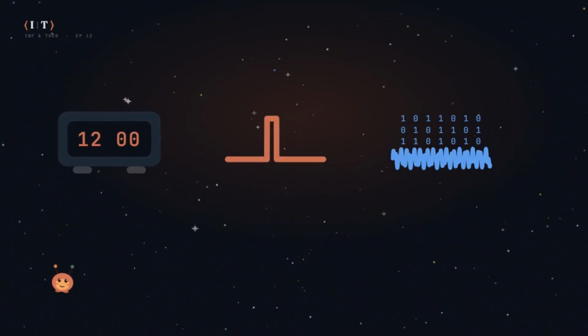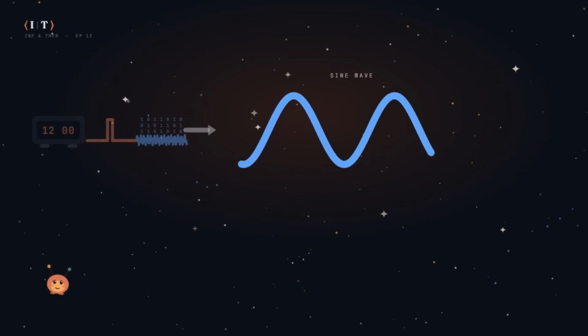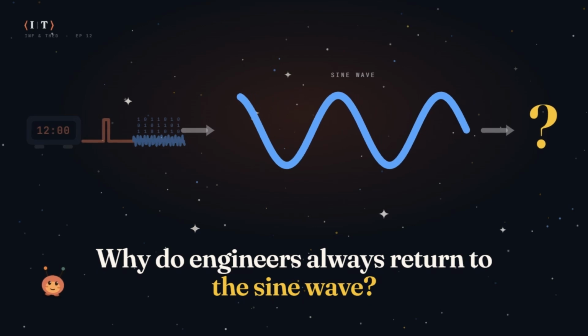An engineer who wants to analyze one of those signals draws a sine wave first. That happens with nearly every signal. In this video, I want to show you why.